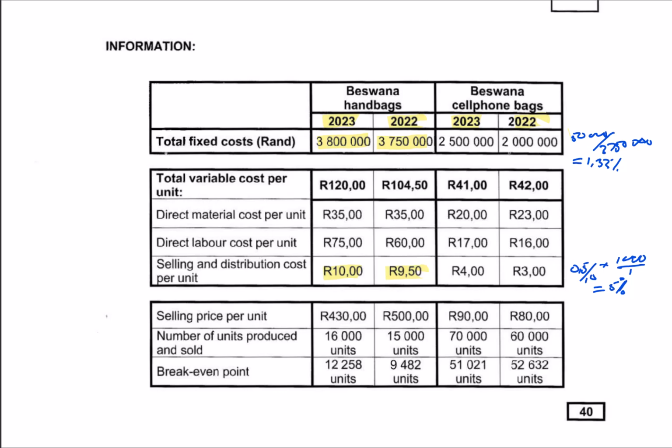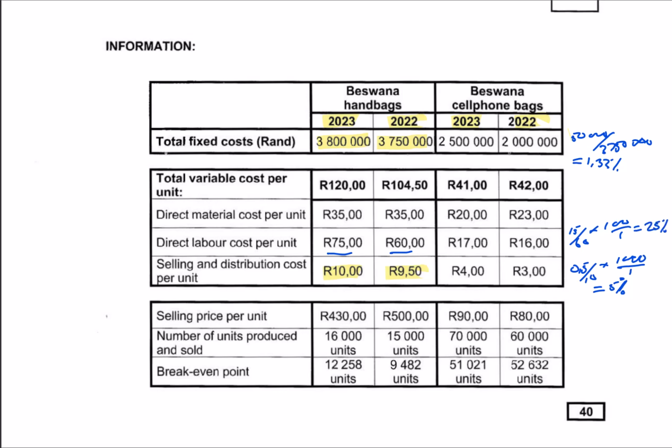And then we have this one. There is an increase from 60 to 75 for direct labor cost. So that's an increase of 15. So that's 15 over 60 times 100 over 1. That's 15 divided by 60 times 100. That's an increase of 25%.